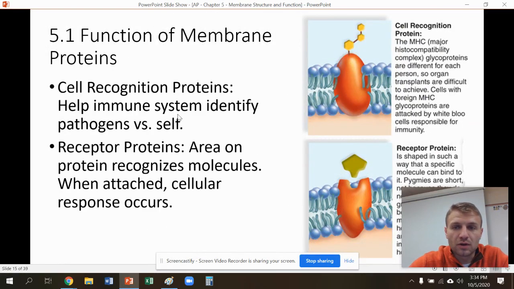Next are cell recognition proteins. These are the glycoproteins, and there are other types of cell recognition proteins. But all you need to know is these guys deal with the immune system and help your immune cells identify pathogens versus your own cells. Receptor proteins, we spend a whole chapter on receptor proteins. These are really interesting. It's called cell communication or signal transduction. Whenever a molecule recognizes and bonds with the receptor proteins, it's going to send a signal into the cell and create some type of cellular response. We're going to get into that again in the next chapter.